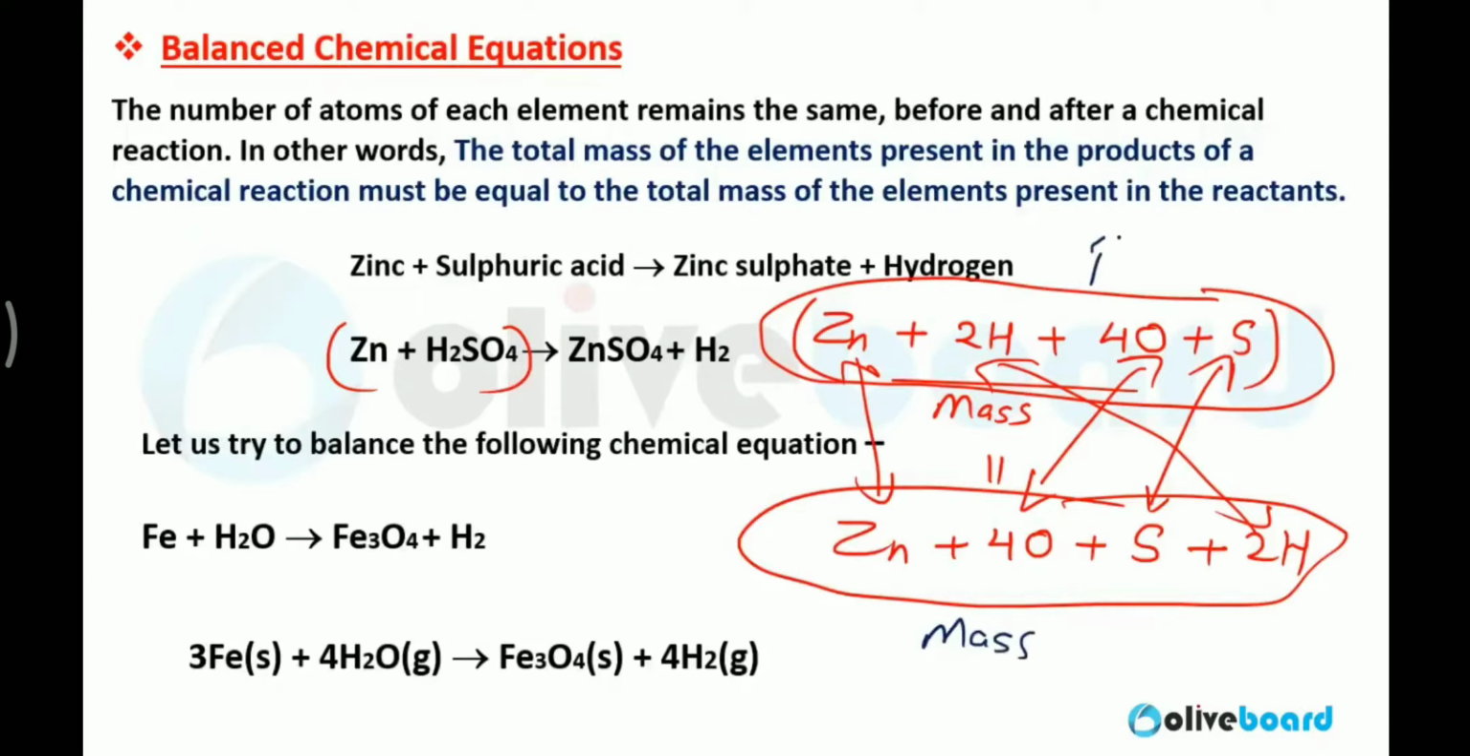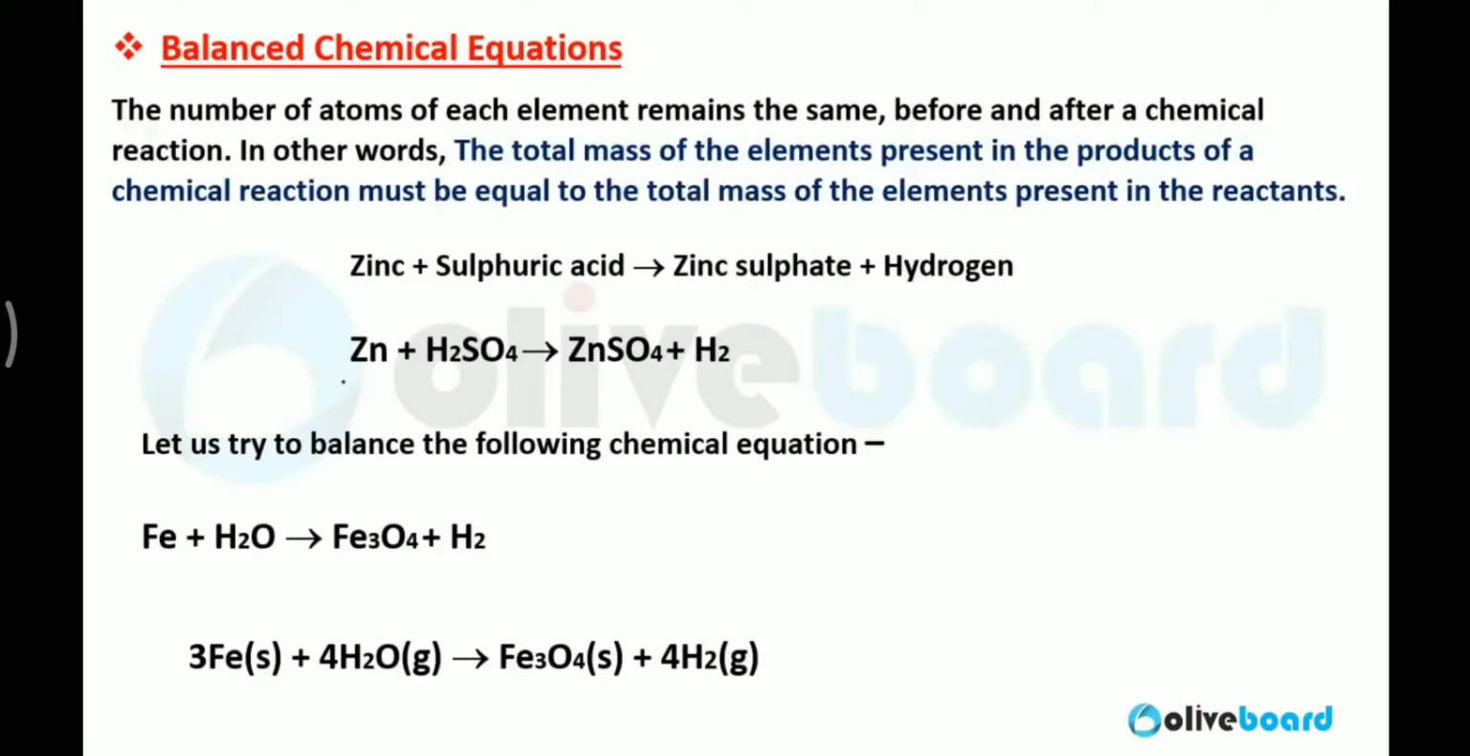In reactants also, the total mass is the same in reactants and products. So this kind of equation is called a balanced chemical equation, because this equation is completely balanced. Is it understood? Now let us try to balance some reactions.